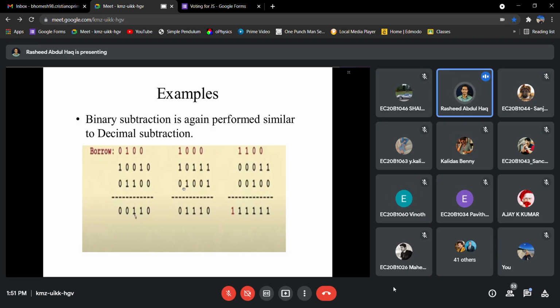Okay, you follow the rules. 0 minus 0 is 0. 1 minus 0 is 1. 0 minus 1 is 1 with a borrow 1. Then 0 minus 1, what will we get? Sir, but we have 1 in the borrow, right? Yeah, that's what I'm saying. 0 minus 1 is actually 1 with a borrow 1. Then again we have to minus 1, so we'll get 0 and a minus here.